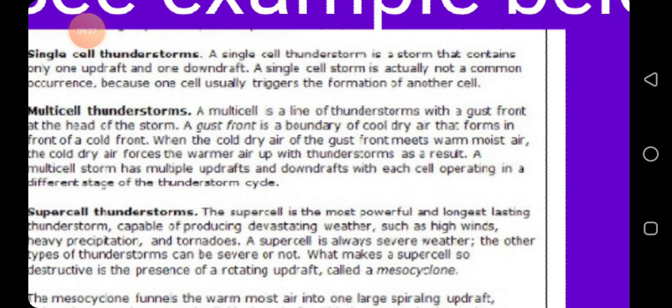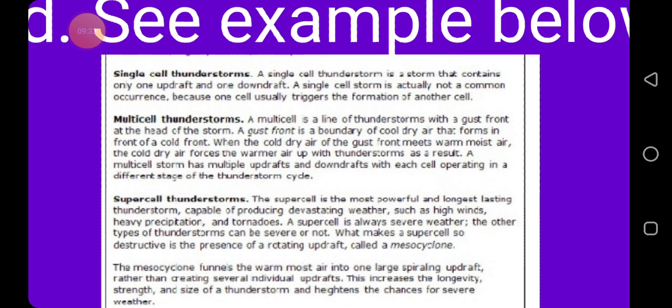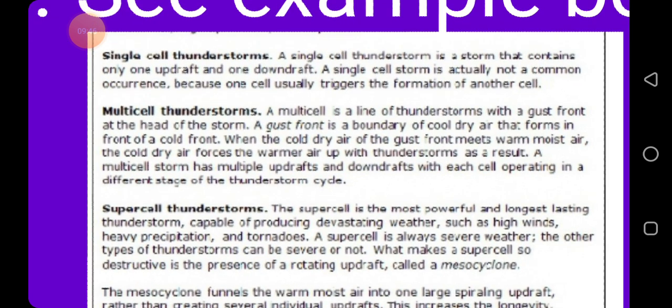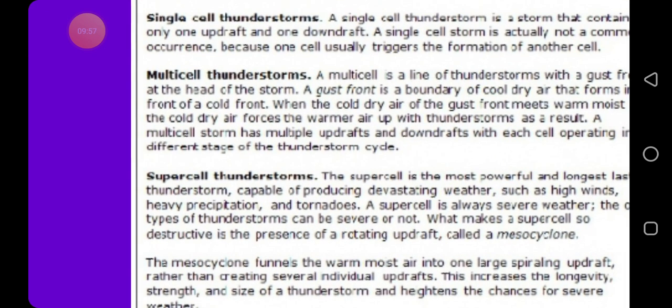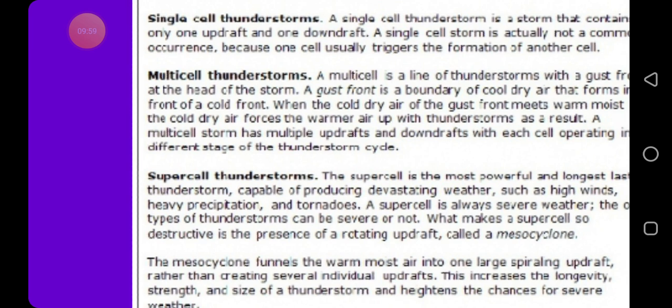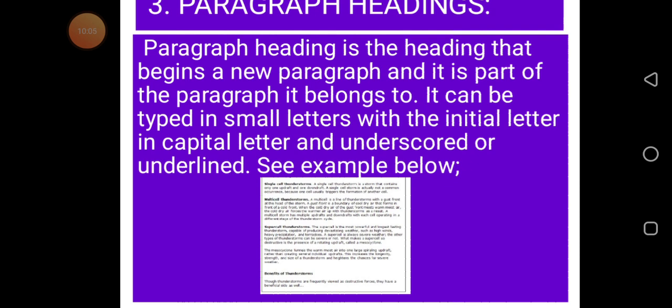So you see, this is a typical paragraph heading. You can see this paragraph heading, the first one says Single Cell Thunderstorms. You can see that it is bold. The first letter is in capital, that's the S in Single. And you see that after it, you have a colon. Then you also have a space, a line, when you start the paragraph. And you see that it is part of the paragraph. It's not on a different line of its own. So that's what we mean by the paragraph heading.